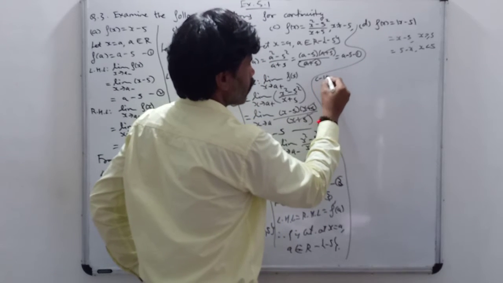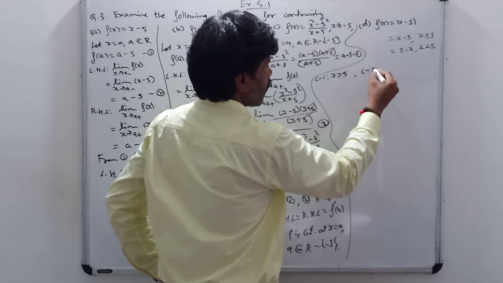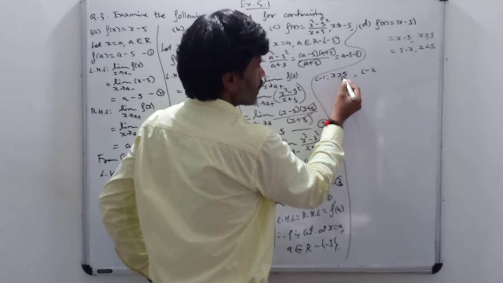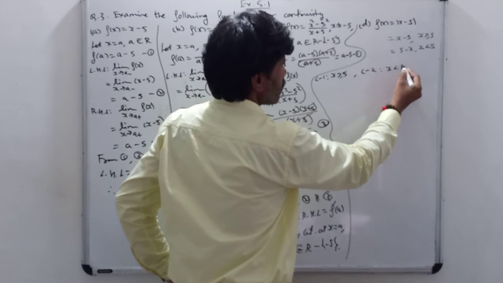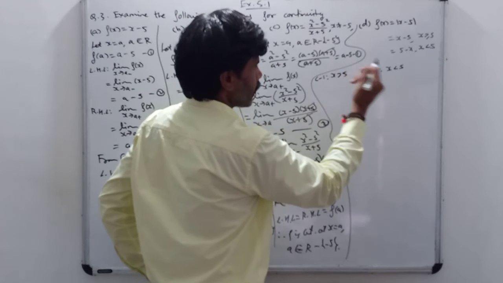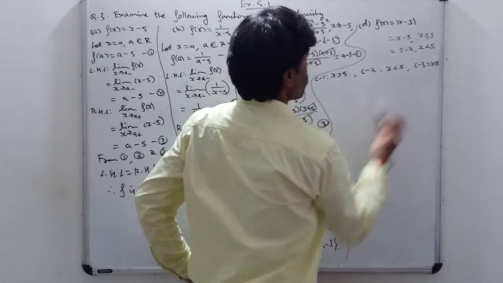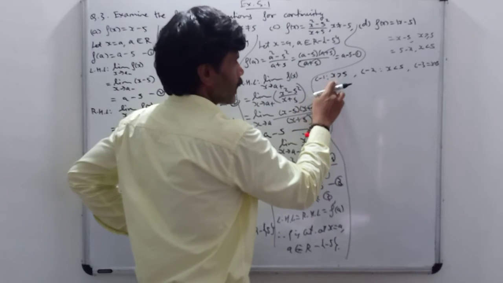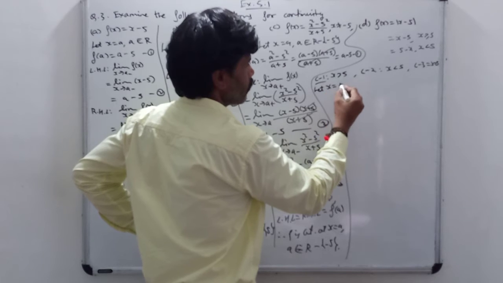Case 1 I am writing when x is greater than 5. Case 2, or case 1 you can take x is greater than or equal to 5. Case 2, x is less than 5, or let us take x greater than 5. And case 3, x is equal to 5. Okay, for x greater than 5, I'll assume case 1, let x equal a.